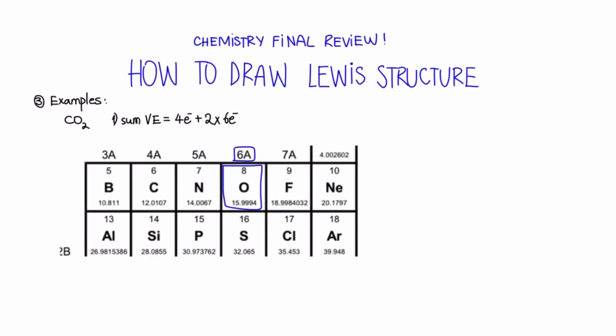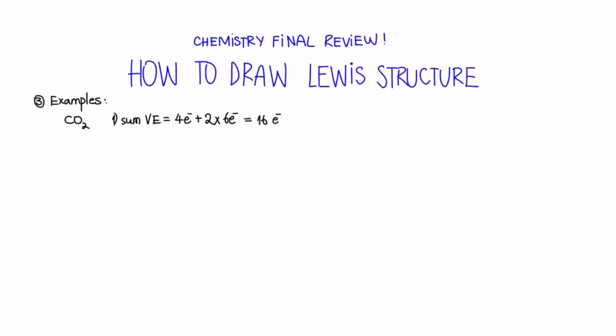And then next is oxygen. We see oxygen is right here in group 6A in the periodic table. And we have 2 oxygens in the CO2 molecule, so that's going to be 2 times 6. So in total, that's 4 plus 2 times 6, giving a total of 16 valence electrons.